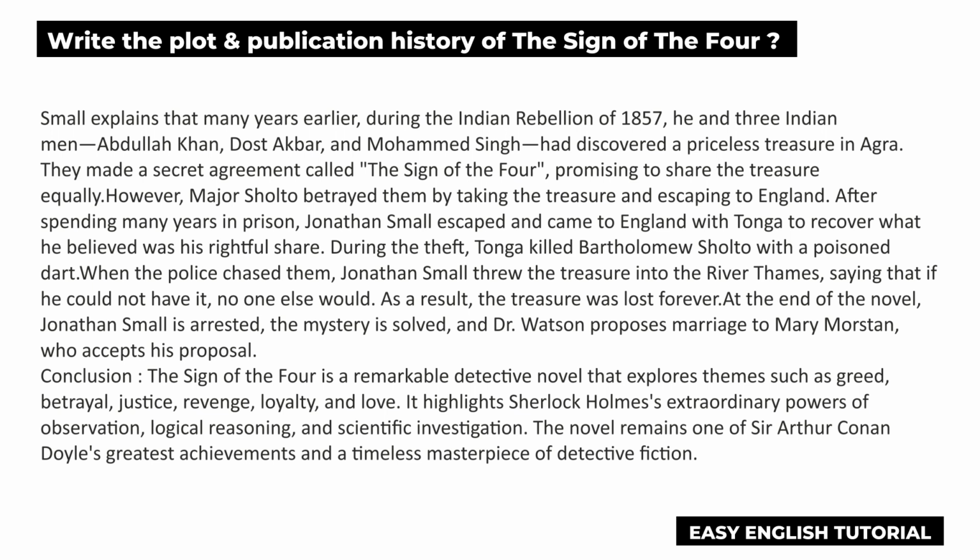Small explains that many years earlier, during the Indian Rebellion of 1857, he and 3 Indian men, Abdullah Khan, Dost Akbar, and Mohammed Singh, had discovered a priceless treasure in Agra. They made a secret agreement called the Sign of the Four, promising to share the treasure equally. However, Major Sholto betrayed them by taking the treasure and escaping to England. After spending many years in prison, Jonathan Small escaped and came to England with Tonga to recover what he believed was his rightful share. During the theft, Tonga killed Bartholomew Sholto with a poisoned dart.